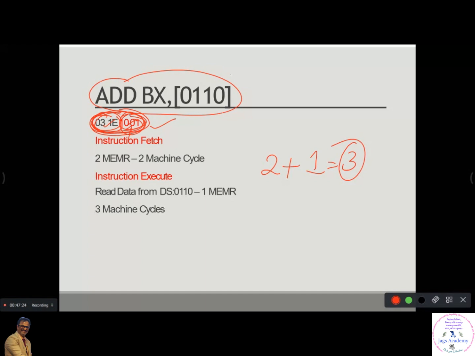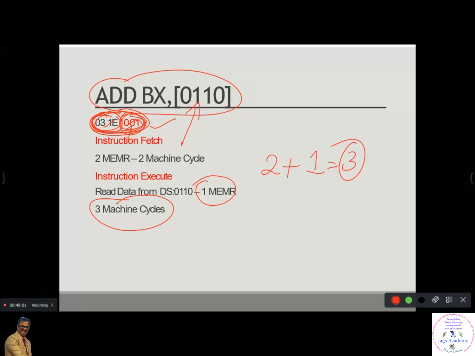Then check, is there any data transfer, either read or write? Yes, see here, it is reading the data from the memory. Right? That means there is 1 more memory read cycle. See, reading data from the memory. So what is the total number of machine cycles? For this, 3 machine cycles. The total number of machine cycles required is 3. This is the way you have to calculate the number of machine cycles required to execute an instruction.